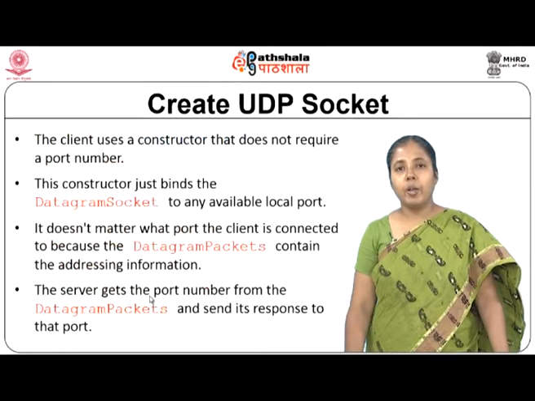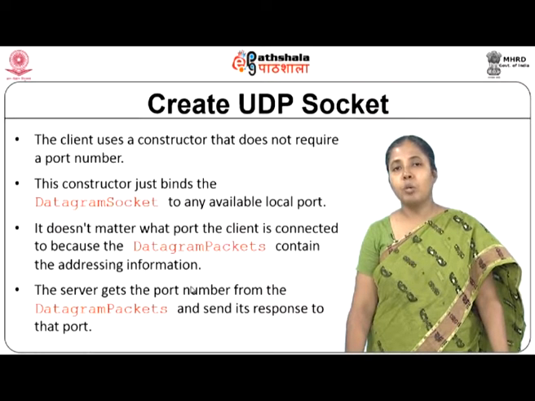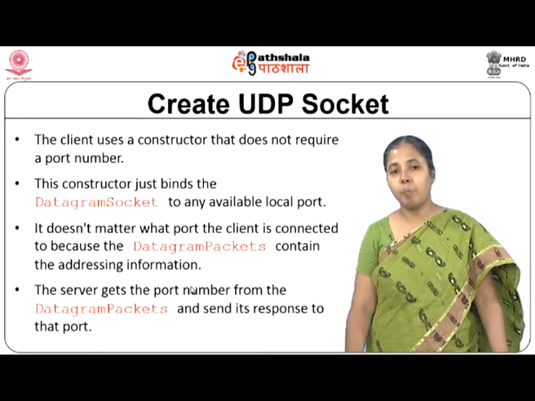In order to create this UDP socket, the client uses a constructor that does not require a port number. This constructor just binds the datagram socket to any available local port, and it does not matter what port the client is connected to, because we normally give the port number in the datagram packet. So, the addressing information is available in the other class called DatagramPacket. This DatagramSocket is for creating the socket object.